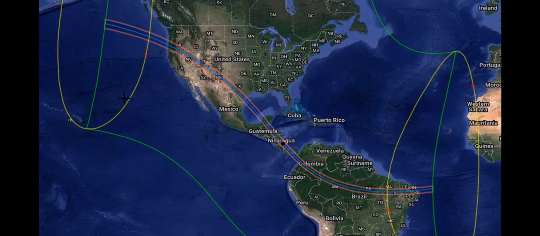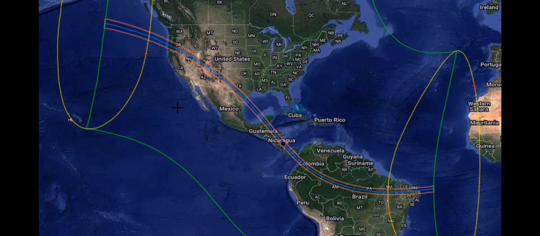Basically, the way it works is that the further east you are, the later in the day the eclipse occurs. See this black sun icon right down here in Central America? For everywhere west of that point, you'll see the annular eclipse in the morning.